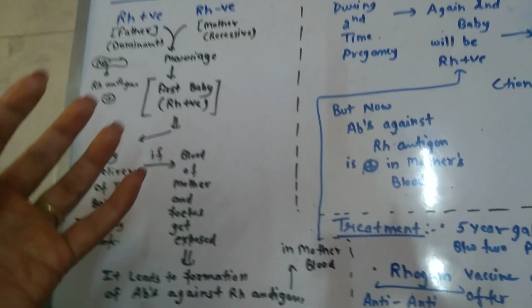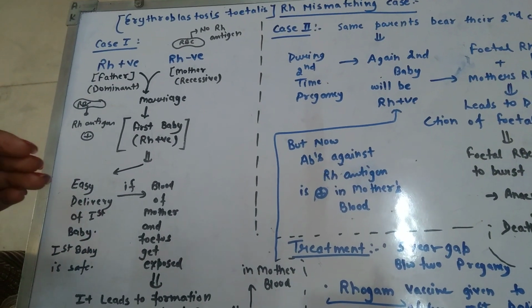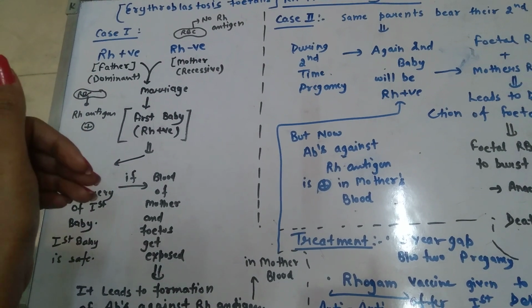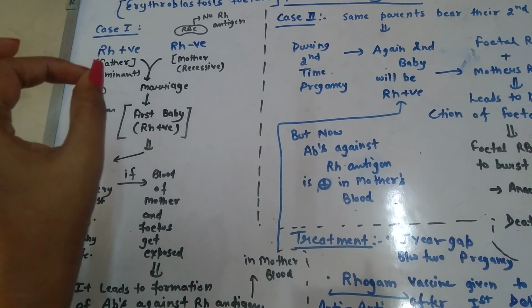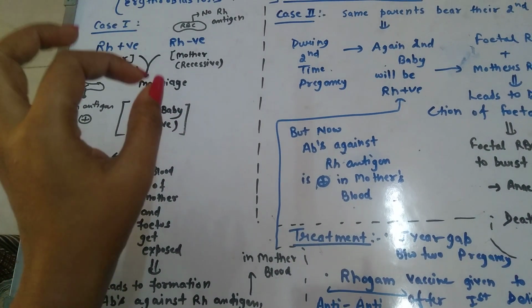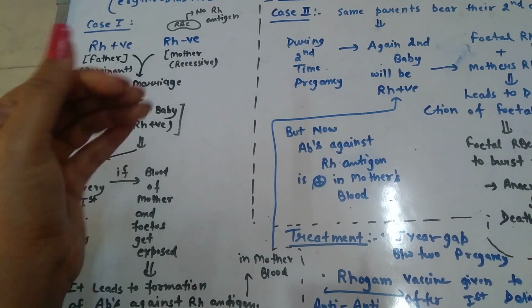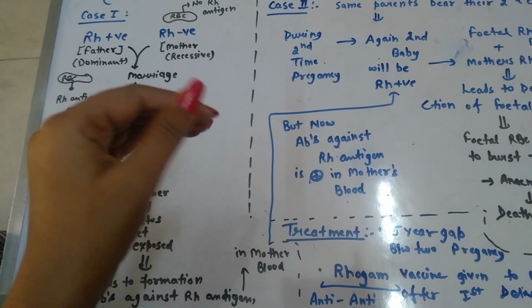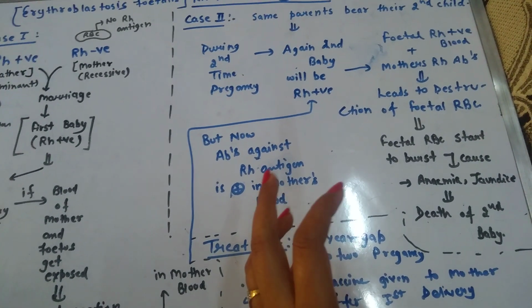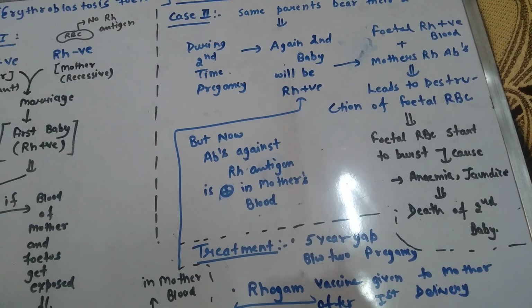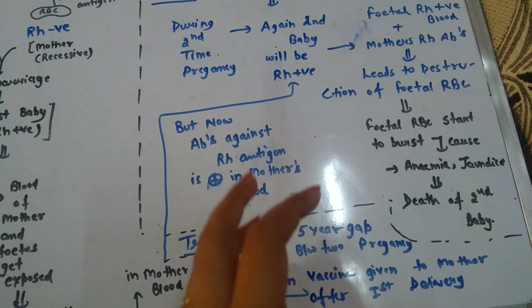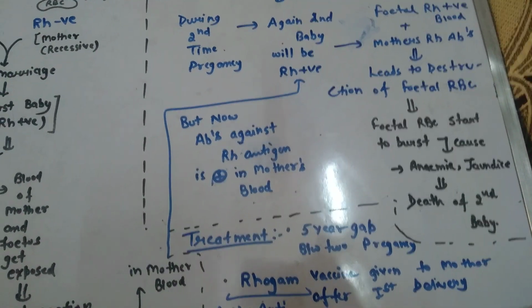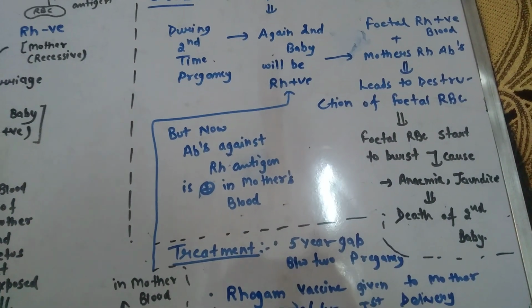So what is happening in the case of the first baby? There is a normal delivery of the first baby, but due to the exposure between the mother's blood and the fetal blood, there is formation of anti-Rh antibodies in the mother's blood against the Rh antigen. These antibodies remain inside the mother's body during the second pregnancy. Again, when the second fetus is Rh positive, these antibodies cross the placenta and lead to destruction of the RBCs where the Rh antigen is present, which leads to anemia, jaundice, and death of the second baby.